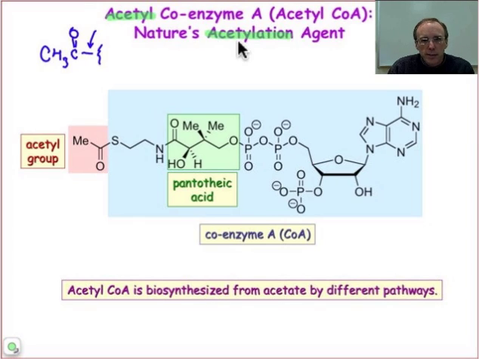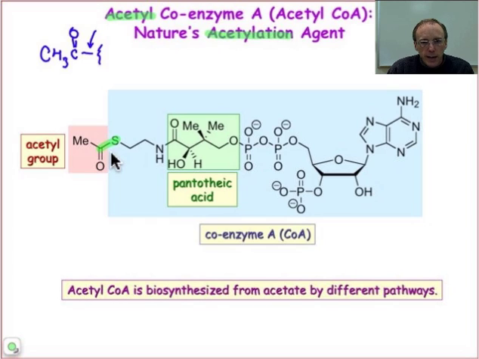Nature has its own acetylation reagent that's known as coenzyme A, or CoA for short, whose structure is shown in this blue box. The A in CoA stands for the adenosine nucleotide, and that's linked to the acetyl group through this thioester bond. The substitution reaction that takes place involves exchanging this thioester bond for another nucleophile.